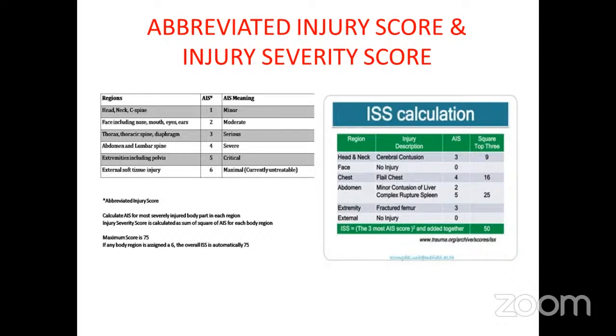Coming to the abbreviated injury score, the head, neck, and C-spine are considered minor injuries, whereas the face, including nose, mouth, eyes, and ears, comes under moderate. The thoracic and thoracic spine with the diaphragm come under serious injuries. Abdominal and lumbar spine come under severe injuries. The extremities, including pelvis, come under critical, and external soft tissue injuries come under maximal, which is currently untreatable. So how do you calculate the injury severity score? We calculate the abbreviated injury score.